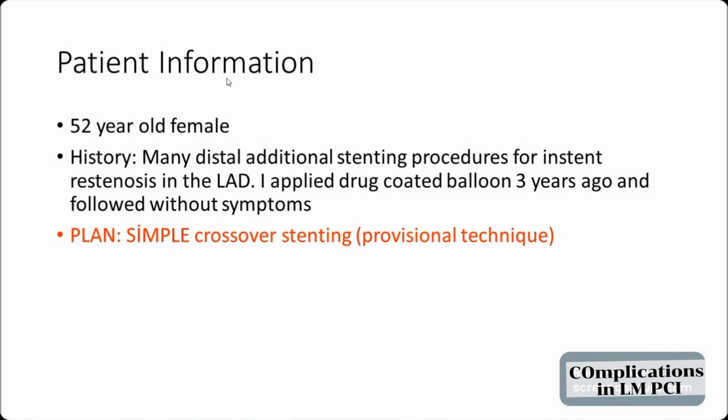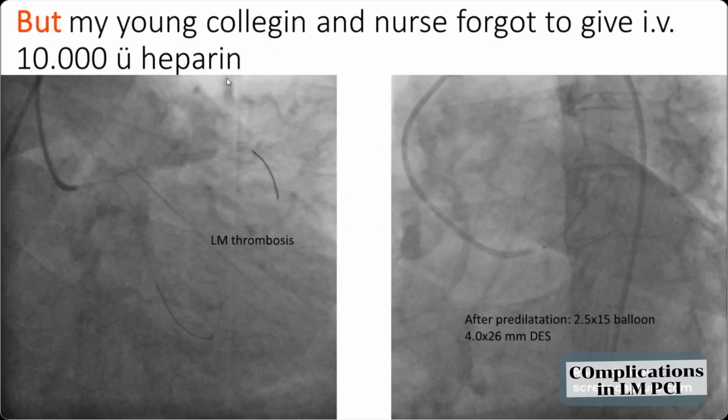This is a 52-year-old female, with many distal additional stenting procedures for in-stent restenosis. I applied a drug-coated balloon 3 years ago and followed her without symptoms up to last month. She has complained of effort dyspnea for the last 1 month. My plan was, after angiography, simple crossover stenting.